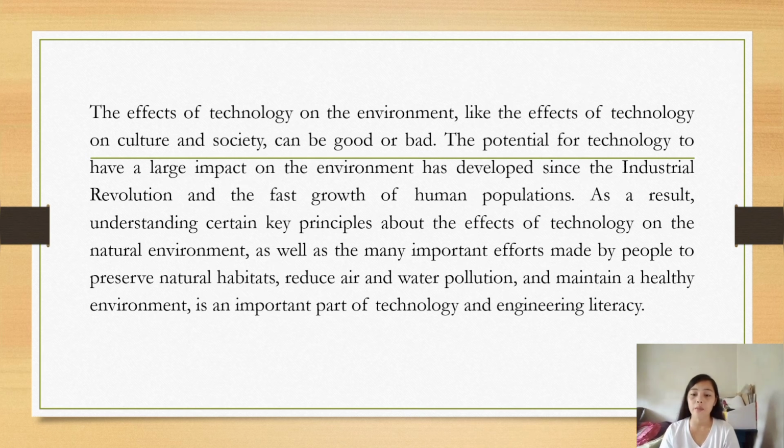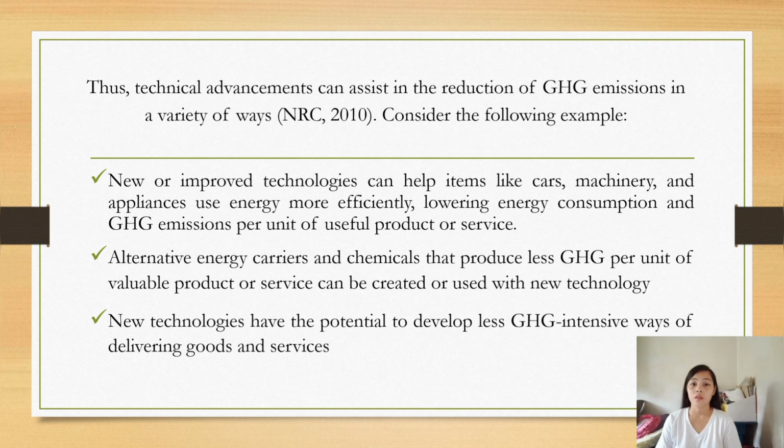But despite the bad effects of technology, it contributes to our fight against climate change in a way. Consider the following examples. First, new or improved technologies can help items like cars, machinery, and appliances use energy more efficiently, lowering energy consumption and greenhouse gas emission per unit of useful product or service, such as vehicle mile of travel or lumen of lighting for illumination.